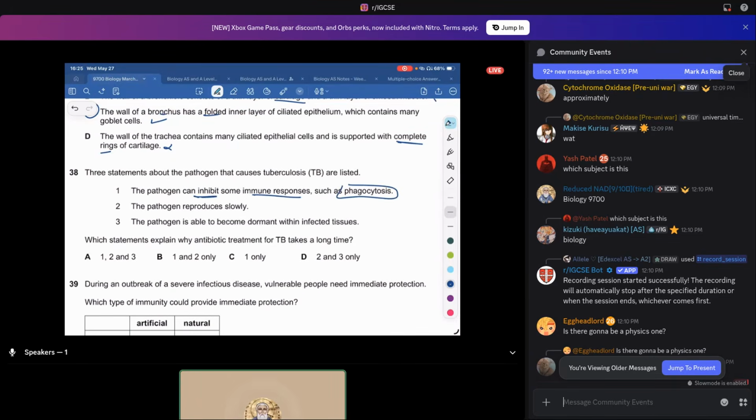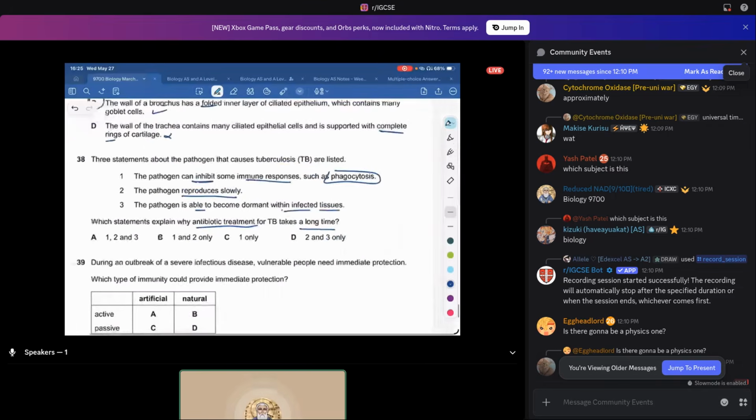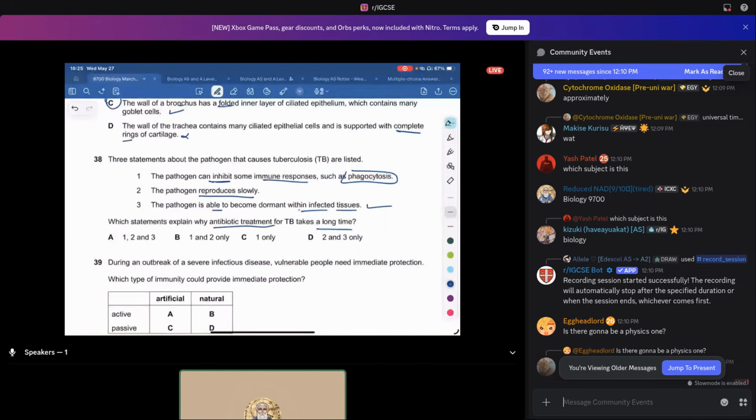Three statements about the pathogen that causes TB are listed. It inhibits some immune responses, such as phagocytosis. It reproduces slowly and is able to become dormant within infected tissues. Why does treatment take a long time? 3 is correct. Because the pathogen can just sleep inside the infected tissues and there are no symptoms, and so we are not sure whether or not the pathogen is gone. So we continue treating to be sure that it dies. The pathogen reproduces slowly, also correct.